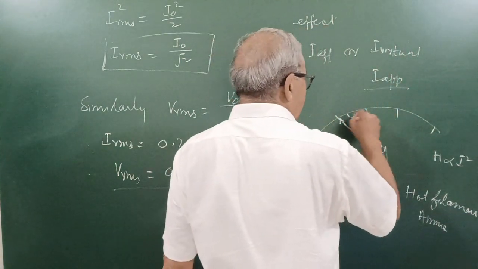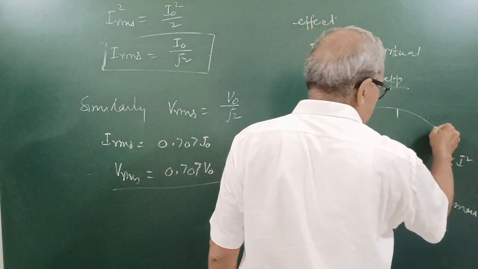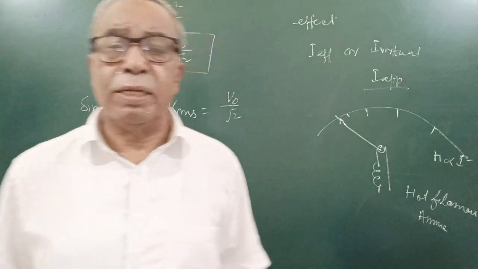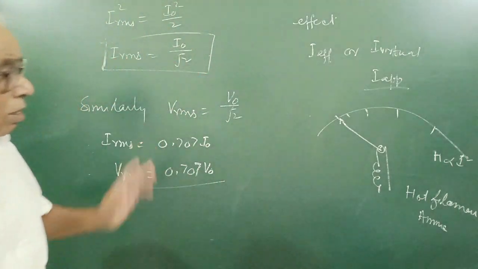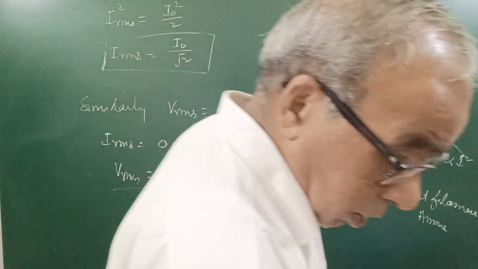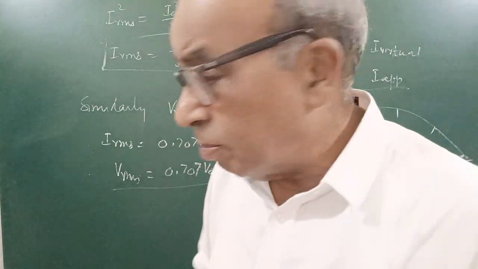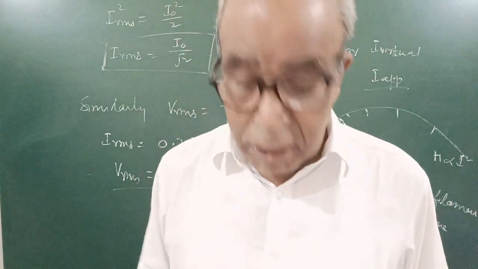In a DC ammeter, all divisions are equally spaced. In an AC ammeter, the distance keeps on increasing as I increases. In the next video, I will be telling some problems related to this.